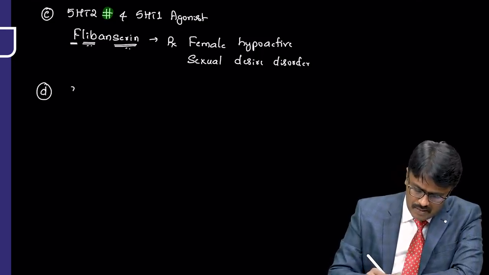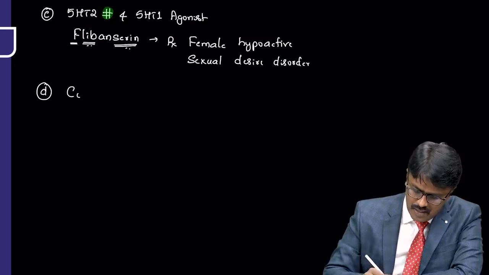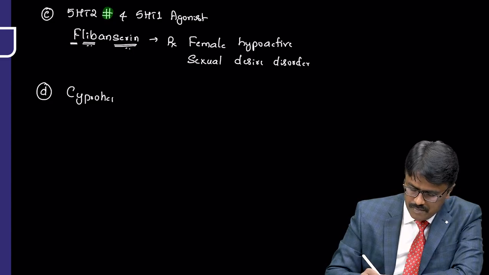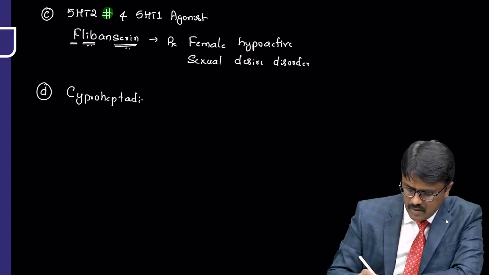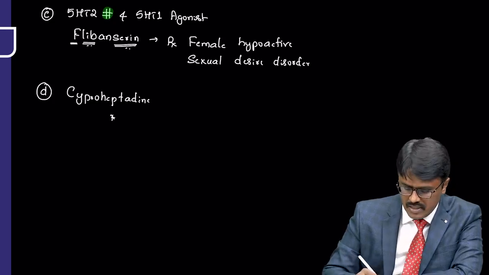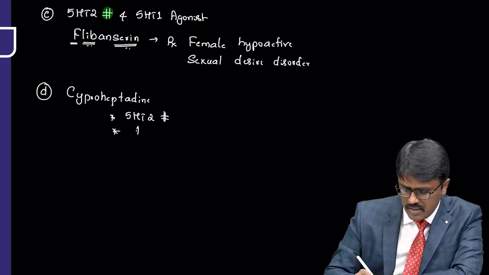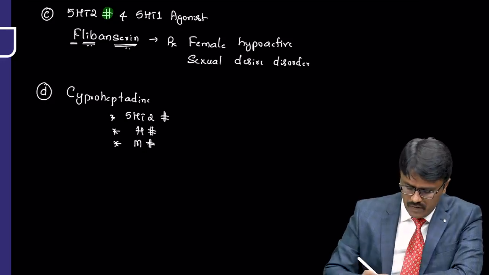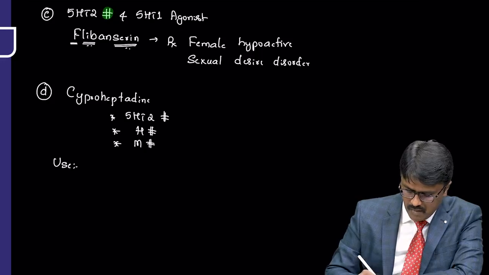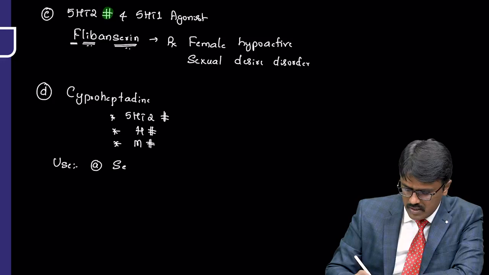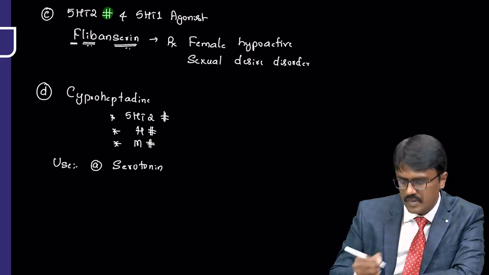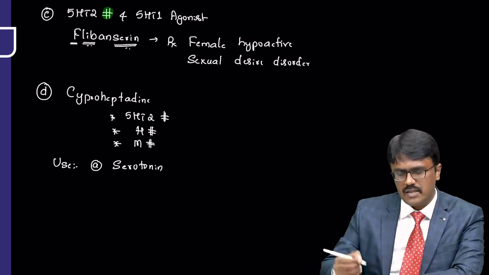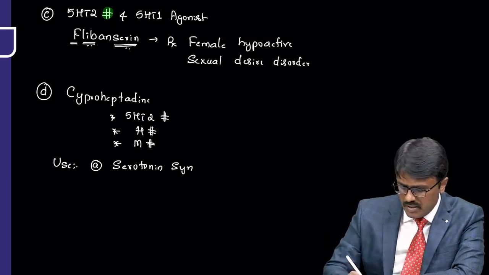Another drug is a 5-HT2 antagonist. The name is called cyproheptadine. So cyproheptadine has an antagonistic action. It's a 5-HT2 antagonist. It's a histamine antagonist. It's a muscarinic antagonist. So multiple antagonistic action of cyproheptadine. Now where do I use this cyproheptadine? Number 1, it is used to treat a syndrome called serotonin syndrome. Serotonin syndrome is a condition where serotonin is excess. So to manage that, we use the drug cyproheptadine.